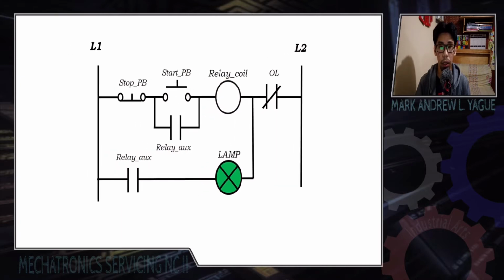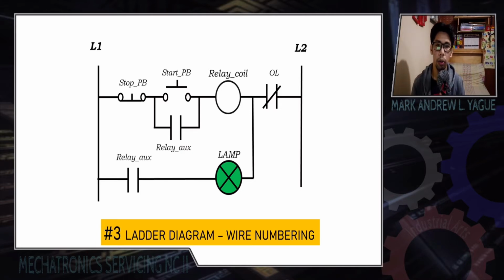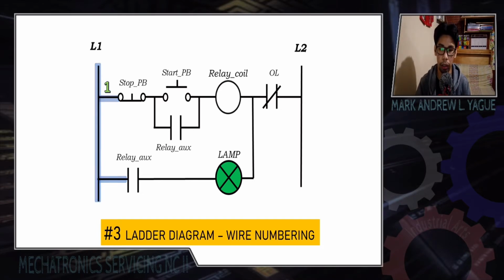Pangatlo, we need to identify the wire numberings of the ladder diagram. Why do we need to do this? Kailangan natin malaman, for us to know ilan yung number of connections na available or kailangan gawin in a ladder diagram. So, paano nangyayari yon? Yung mga connections na yon. Number 1, we have the connections from line 1 up to the stop push button and the auxiliary relay. Pero para medyo mabilis na tayo, papakita ko yung sequence on how to identify the wire numberings.